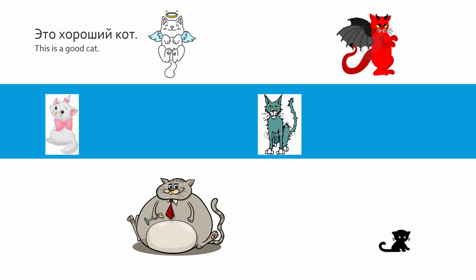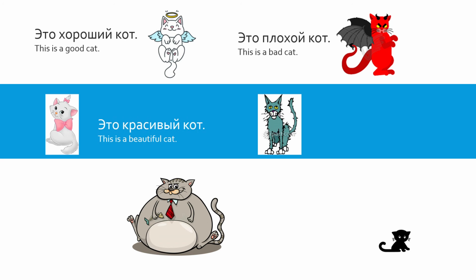To the right, we've got an evil demonic one. So what would we say? Это плохой кот. This is a bad cat. Okay, now back to the left in the blue. We've got a beautiful cat. Это красивый кот. This is a beautiful cat. Notice all of these adjectives are in the male singular form because кот is male.